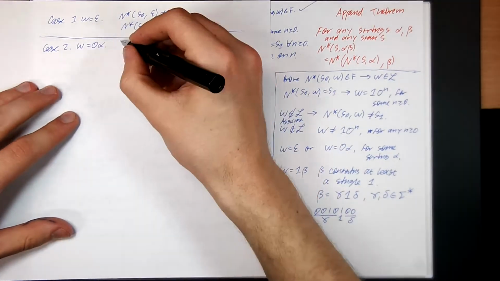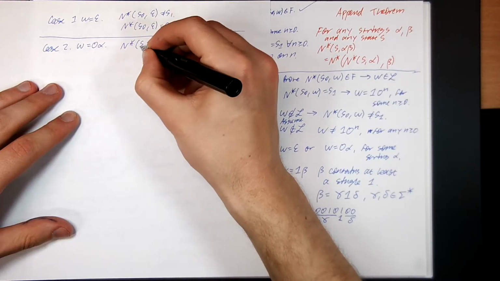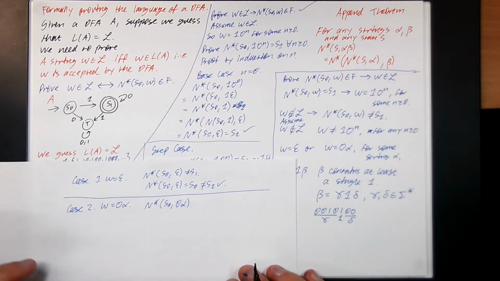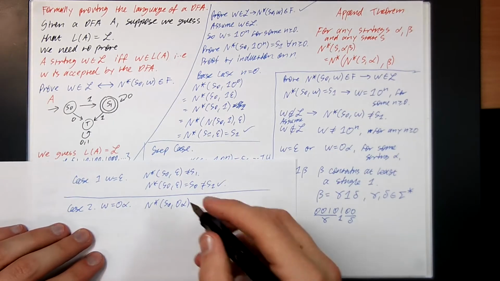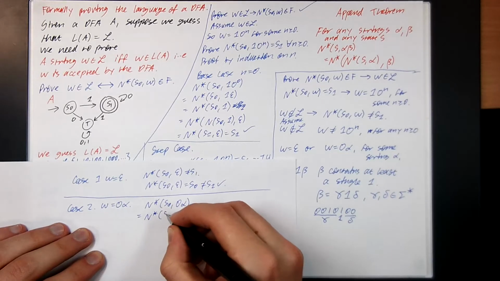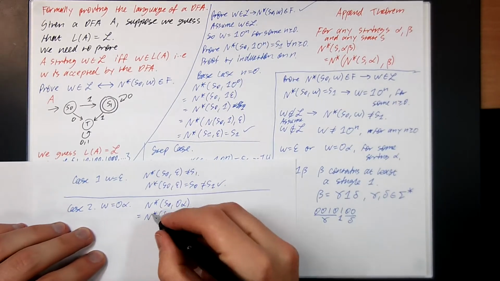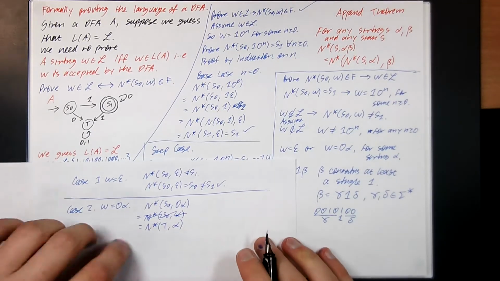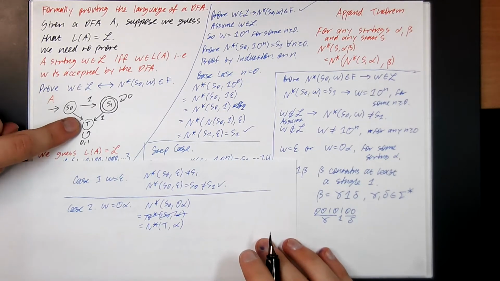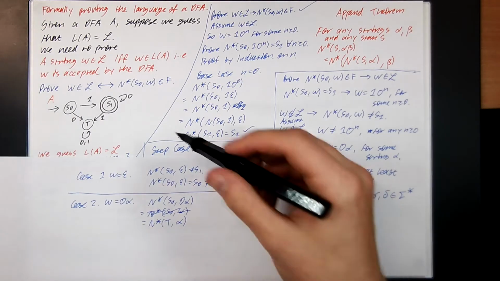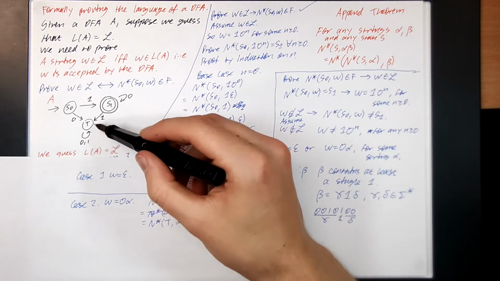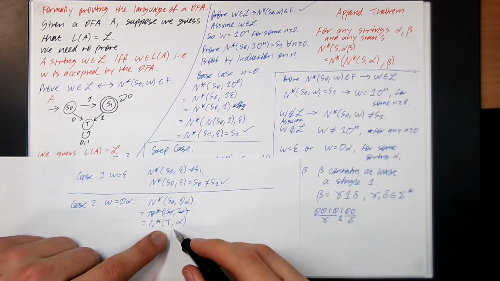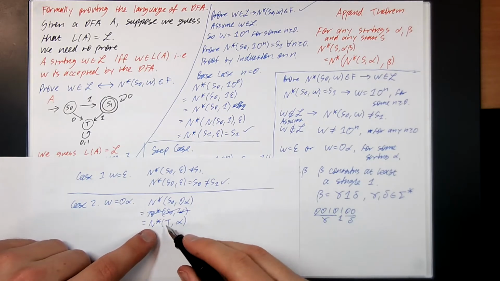Case number 2 is W is 0 followed by alpha. So n star S naught 0 alpha. Well, where does 0 alpha take me? Well, 0 takes me to T. n star of T alpha, where alpha is some string. And now if we look at T, we can see that T is a trap state, right? Because there is no transition leading out of T. So if you wanted to, you could formally prove by induction that for any string alpha, n star of T alpha is equal to T.